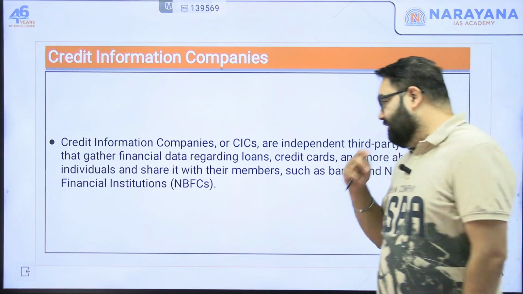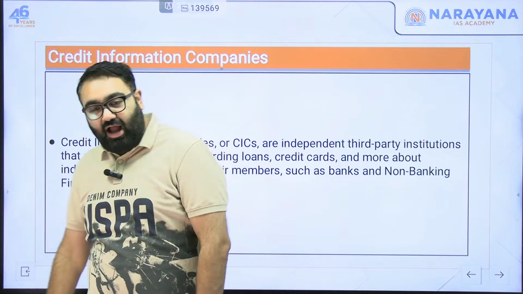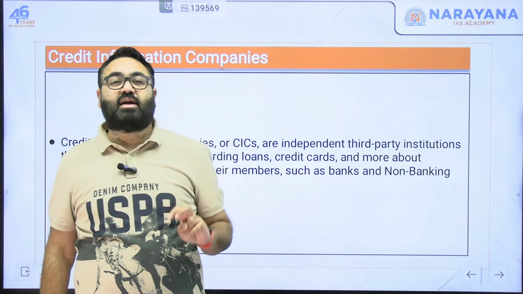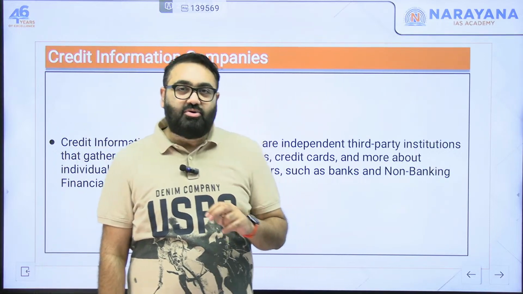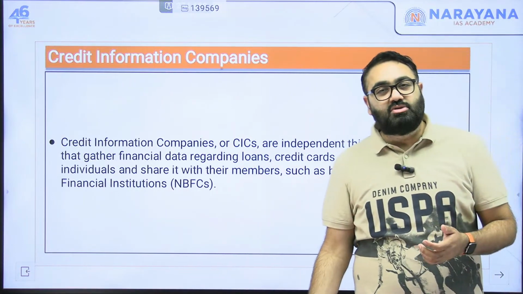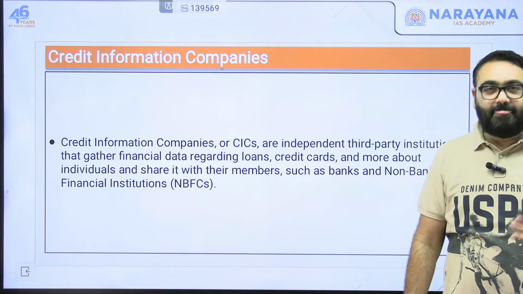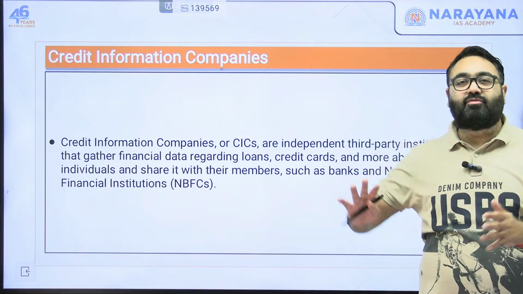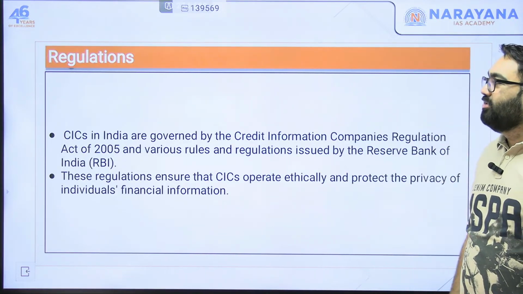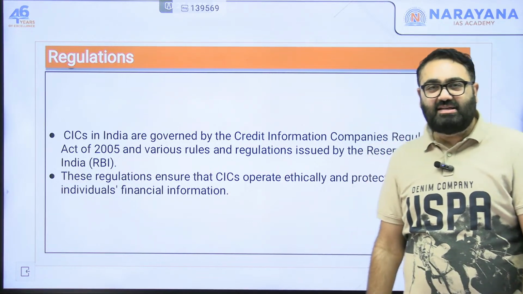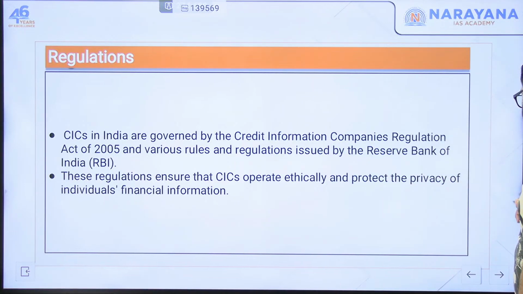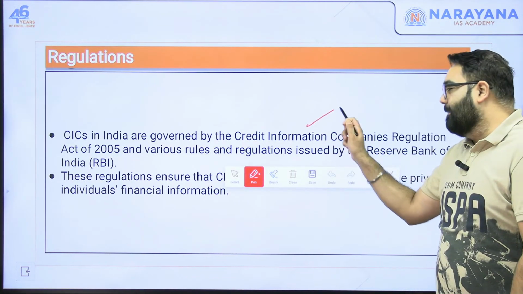For example, RBI tells the banks that you have to share information with them. Each bank has to share information with at least 2 of the credit information companies. It's not optional, the banks must share information, even the NBFCs, because they also give out loans, like Bajaj Finance, LIC, they give out a lot of loans. So they also must share credit information about the people who are taking the loan. These CICs, that is the credit information companies, are governed by the Credit Information Companies Regulation Act. So there is a law about it. These are laws under which these companies have been formed.